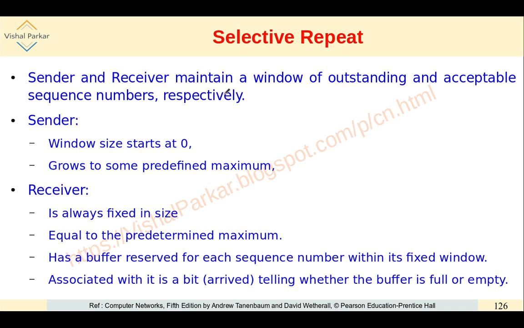Here, the sender and receiver maintain a window of outstanding and acceptable sequence numbers respectively. The sender's window will start with 0 and grow to some predefined maximum number. Similarly, the receiver's window is always fixed in size, as you have seen in the previous example. That number is a predetermined maximum number. It has also got some buffers reserved for each sequence number within its fixed window. It has also got a bit that tells whether the buffer is full or empty.